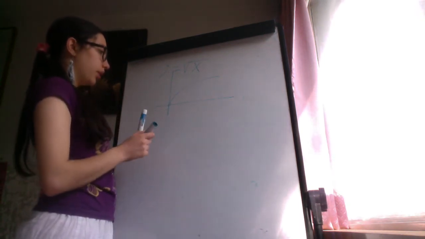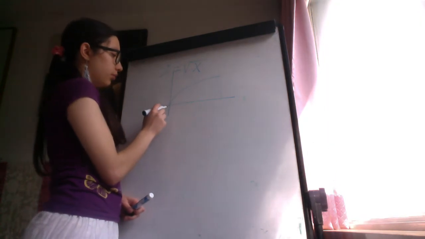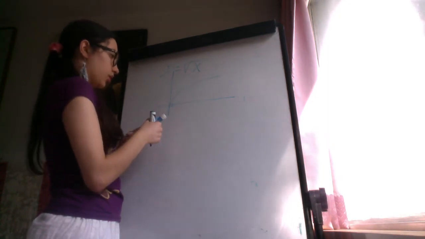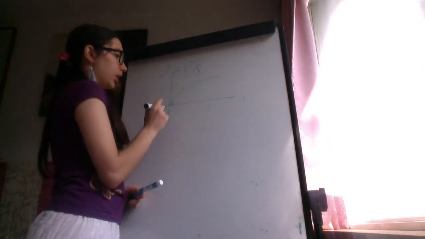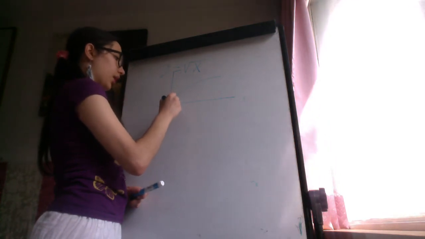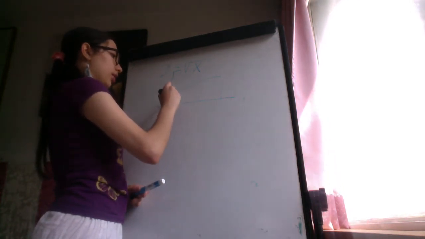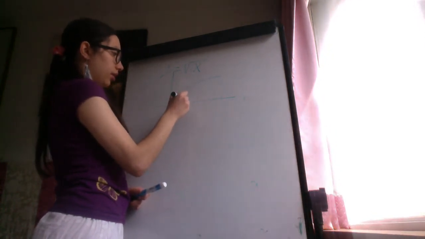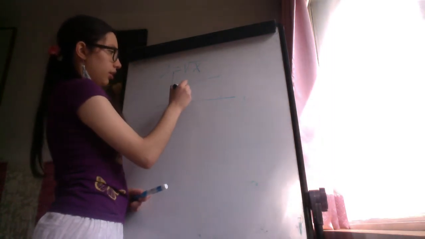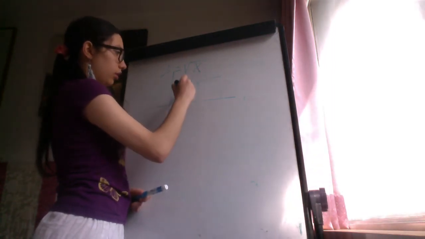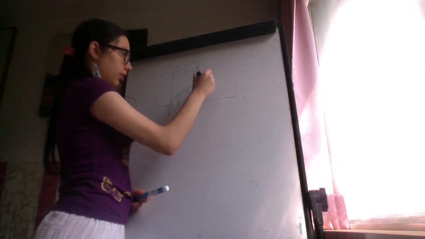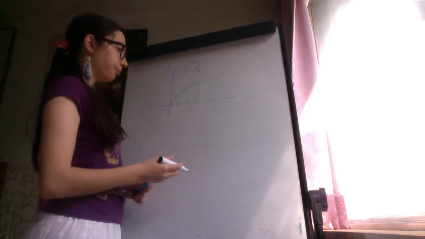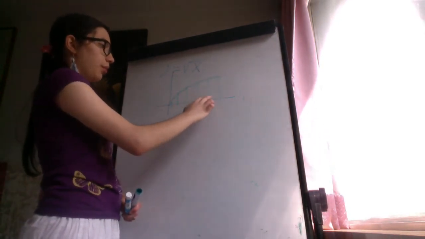The trapezoid will be, well, here would be a little bit difficult to say, so let's do it from here to here. So this will be one side of the trapezoid, and this will be the other side. The next one will be from here to here, and the next one from here to here, etc.